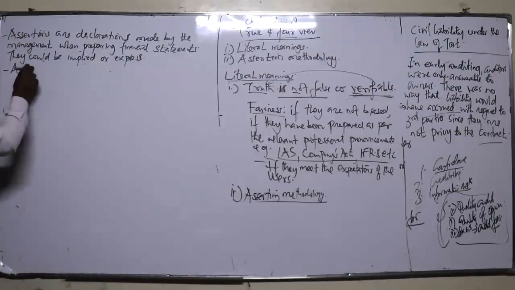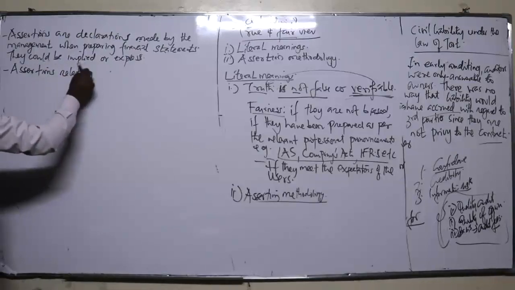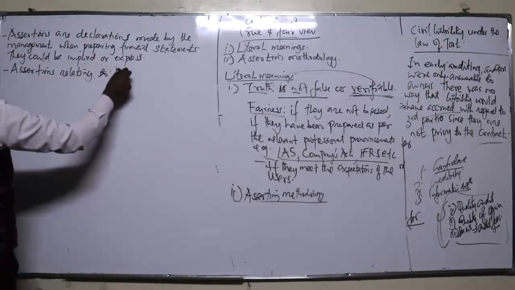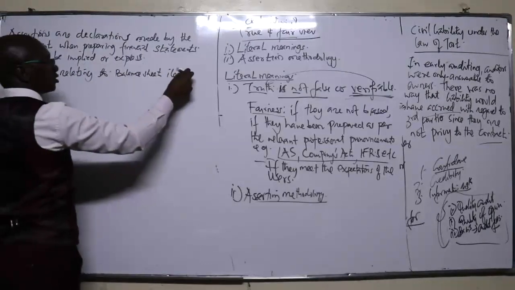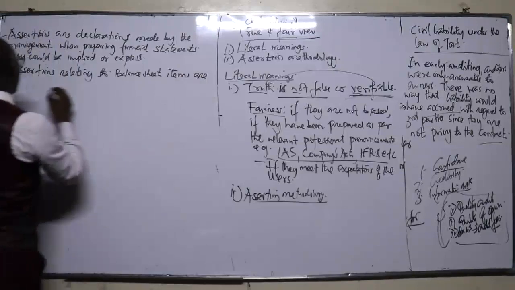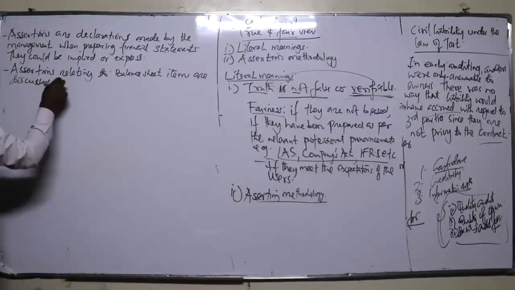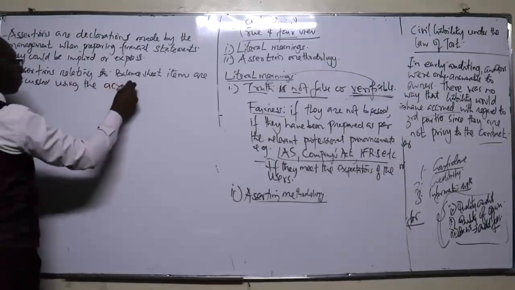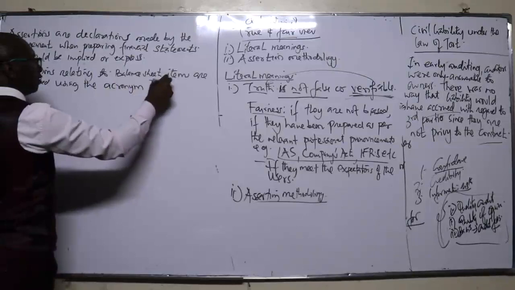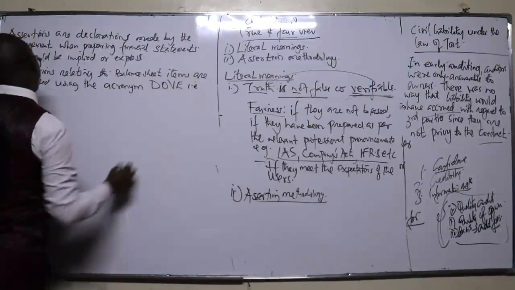Then we say assertions relating to balance sheet items are discussed using the acronym DAV, i.e.